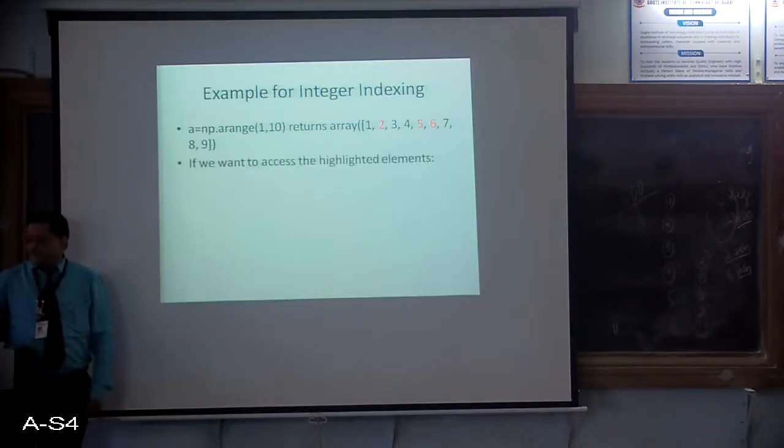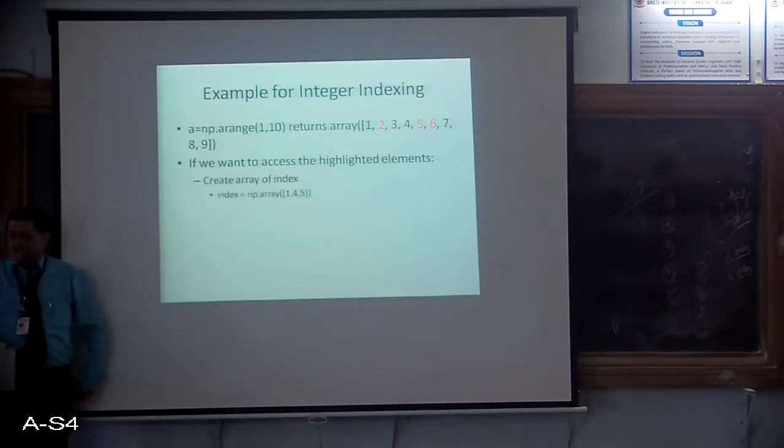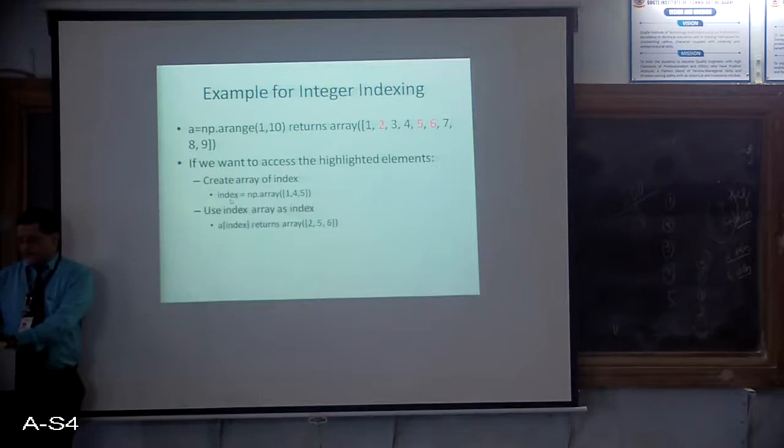So in order to access the highlighted elements, we first create an index array. I want to retrieve 2 which is at index 1, 5 which is at index 4, and 6 which is at index 5. Once we do that, we can directly use this index array as an index for the NumPy array. That is, a of index will return the element at index 1 which is 2, the element at index 4 which is 5, and the element at index 5 which is 6. Simple, right?